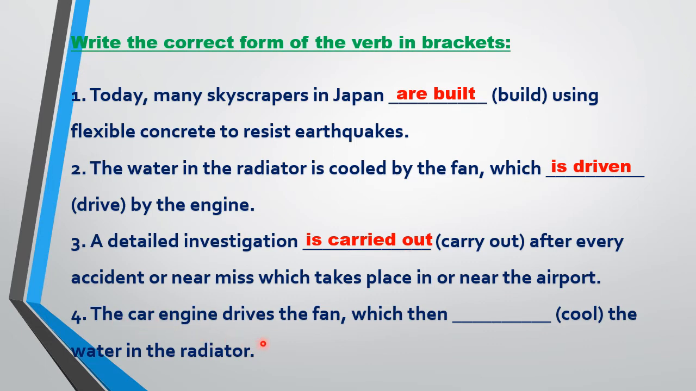Look at number 4. The car engine drives the fan, which then cool the water in the radiator. Now the fan is the agent here. The fan is the one who does the action. So I say the fan cools water in the radiator. This sentence here, the verb is active, not passive. Why? Because the subject here is the agent. This is the one who does the action. The fan cools the water.